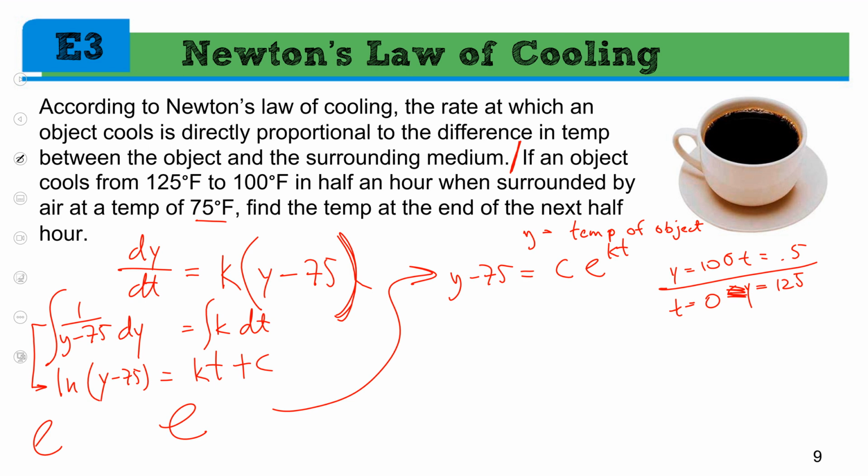So I'm going to go through the derivation that I skipped in the first problem and show you how we get C being 125, according to what Sarah told us. So what does that mean? That means 125 minus 75 is equal to C times e to the k times 0. So what's C? 50.